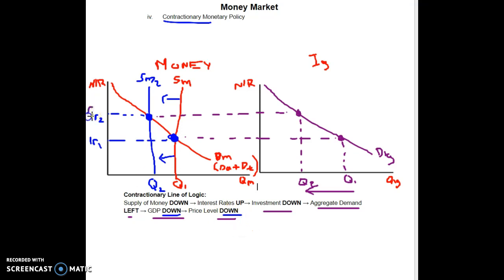Now, of course, whenever we are dealing with interest rates, we have all kinds of questions that can be asked in relation to that. Oftentimes they'll ask, for example, what happens to bond prices here? Well, we know there's an inverse relationship between interest rates and bond prices. So when interest rates go up, bond prices are going to go down.